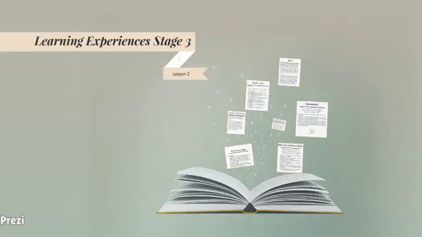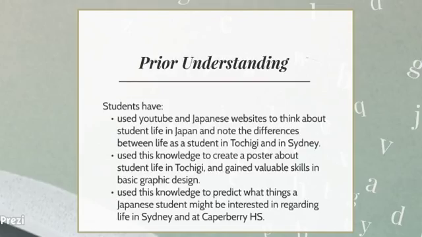In this video, I'm going to look at the learning experiences provided in Stage 3, Lesson 2. So in previous lessons, the students have used YouTube and Japanese websites to think about what the differences might be between student life in Japan and student life in Sydney. We're going to think on that and create a poster about student life in Tochigi.